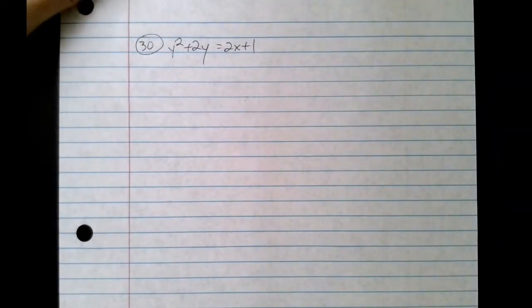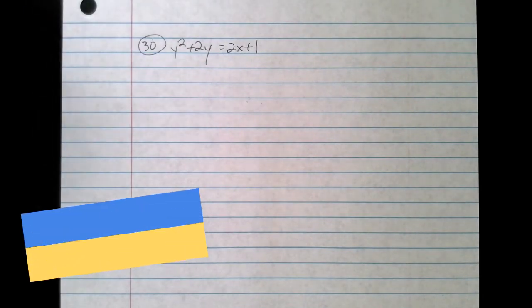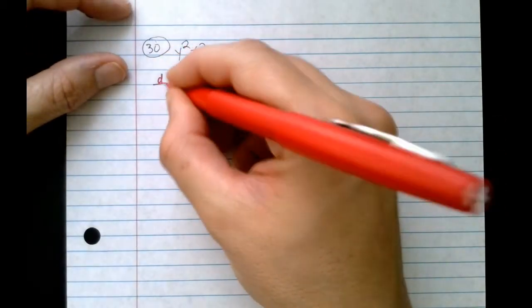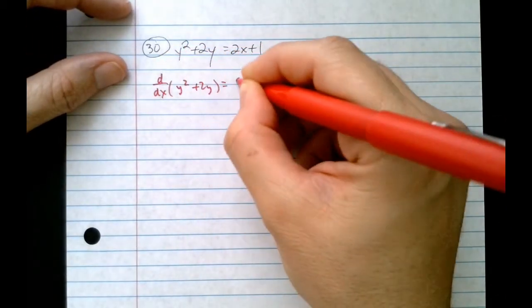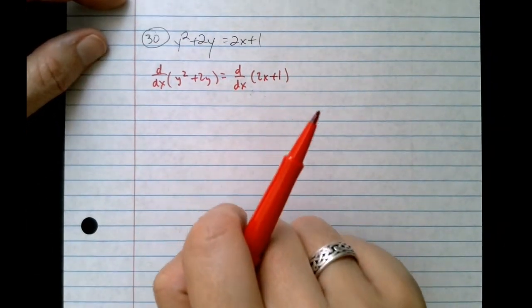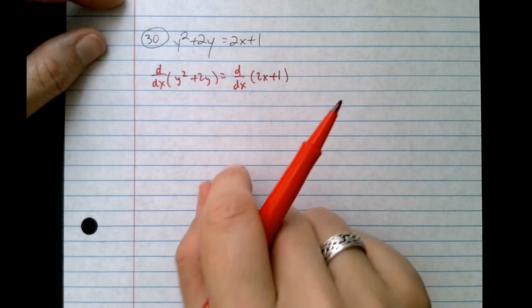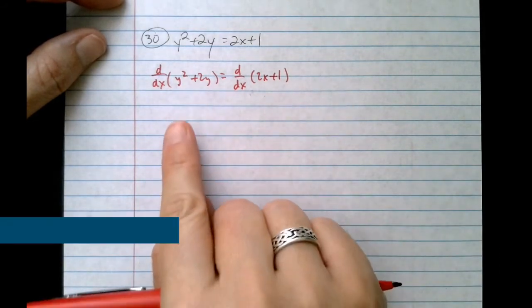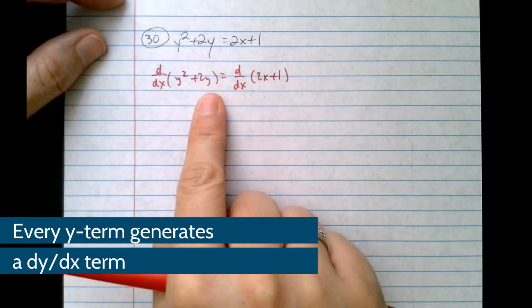So I want to find the second derivative here. This is in your textbook, on page 176. So the first thing I want to do is take the derivative on both sides. Because this is an implicit function, I'm going to do the derivatives implicitly, which means every y term will generate its own dy/dx. So I'm going to have two y terms here.